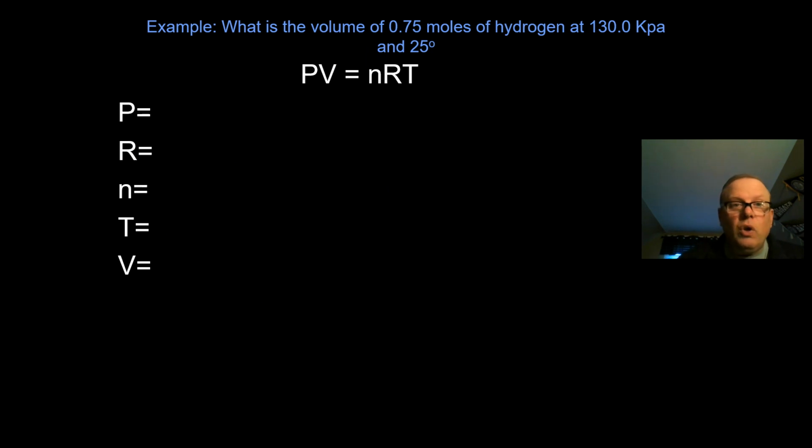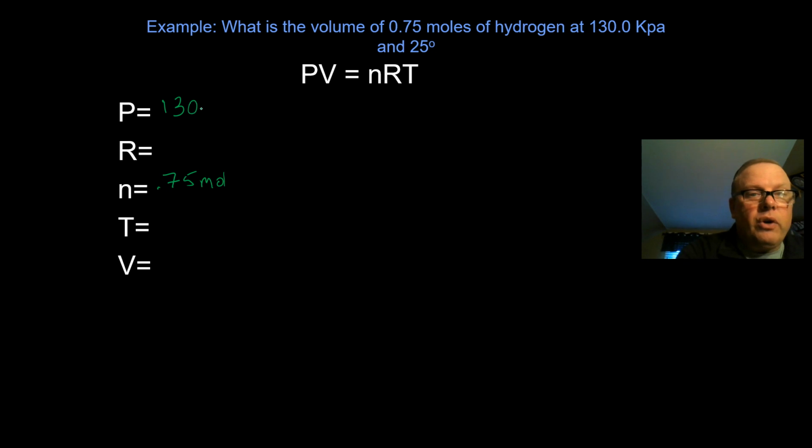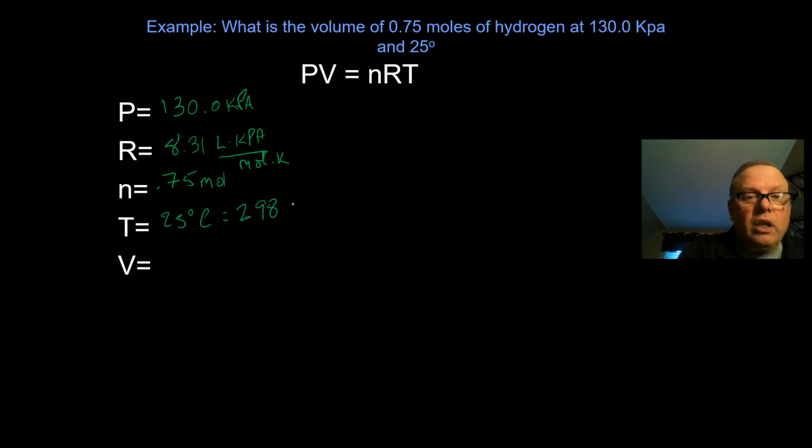Now, here's an example. What is the volume of 0.75 moles of hydrogen? So I know what my moles are. They're 0.75 moles at 130.0 kilopascals. So that's my pressure. And that 130.0 kPa tells me which R I'm going to use. So I'm going to be using 8.31 liters times kilopascals over moles times Kelvin. And again, the R will be dictated by your pressure unit. 25 degrees Celsius, and I immediately need to put that into Kelvin, so 298 Kelvin. And our volume here is the X that we're going to try to find.